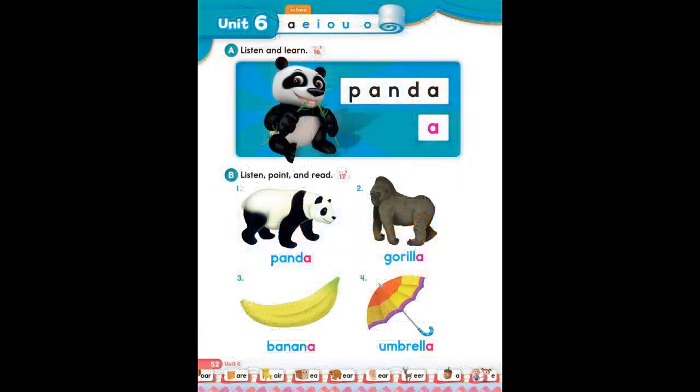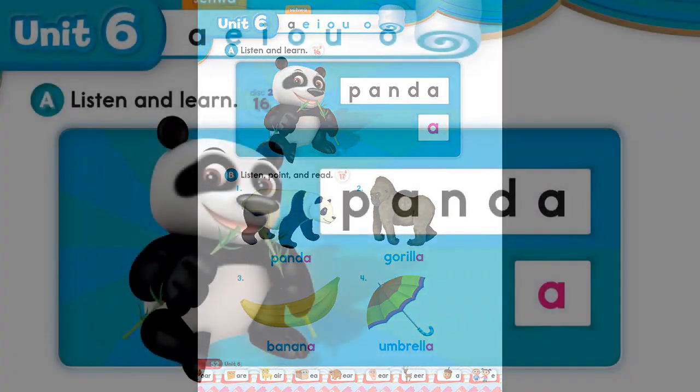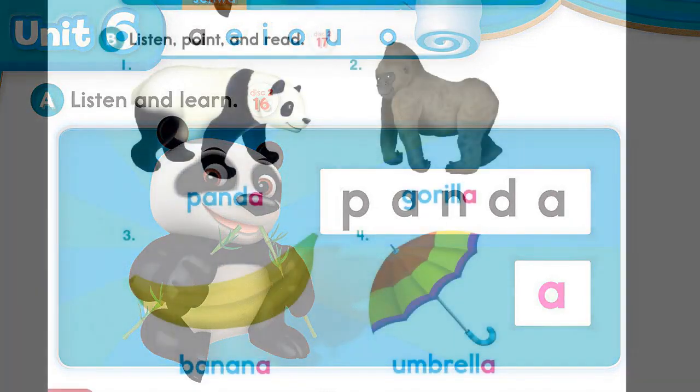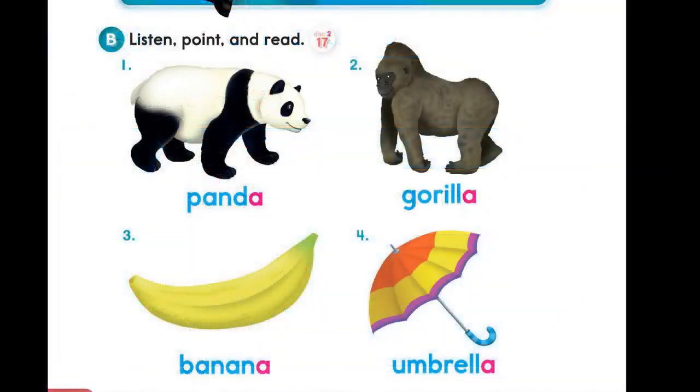Page 52. Unit 6. Schwa A. A. Listen and learn. This is a panda. What's the ending sound in the word panda? That's right. Panda. Page 52. B. Listen, point, and read.